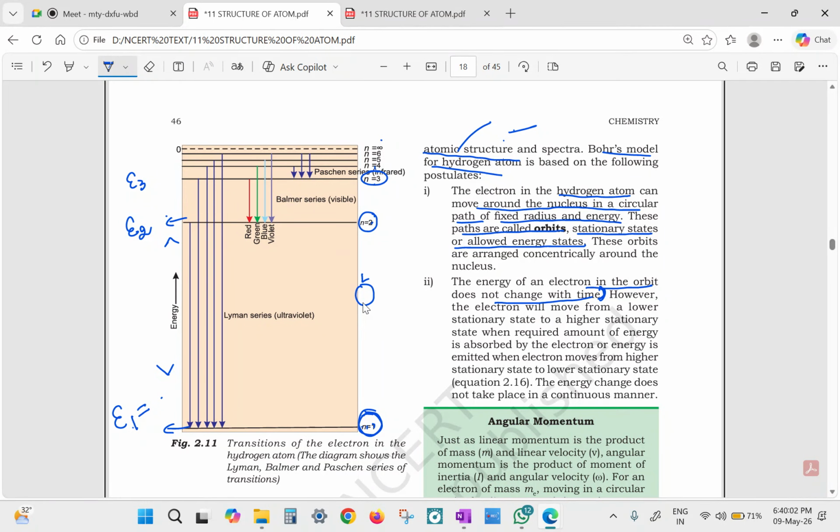Bohr provided a correction. The word orbit was given even by Rutherford, that electrons are revolving in orbits, but he did not talk about the stationary energy. He did not define the energy. So other people interpreting it would say that the electron would move closer to the nucleus and hit. Contrary to that, Bohr said that the electron's energy, as long as it is in a given principal quantum number, remains fixed.